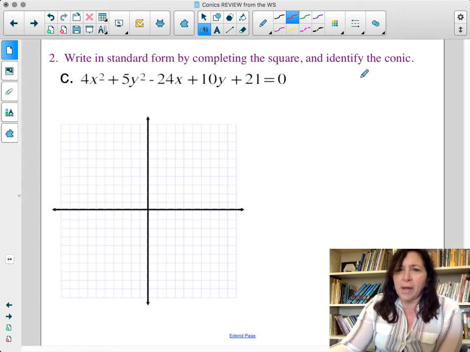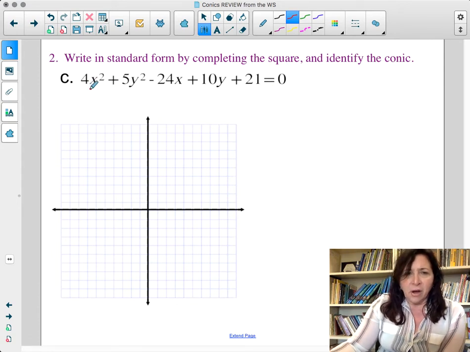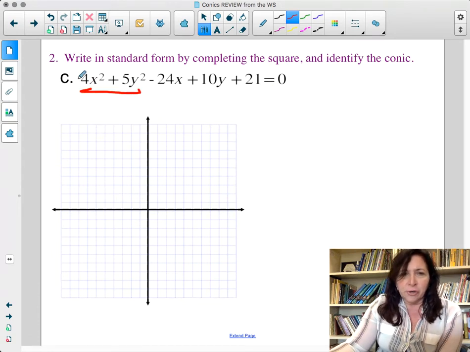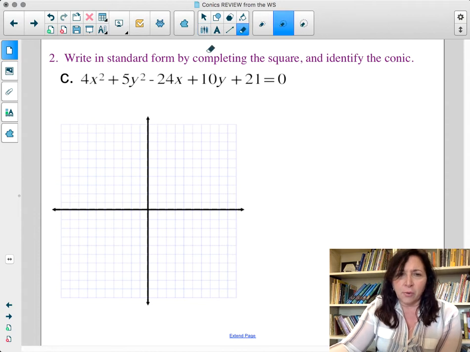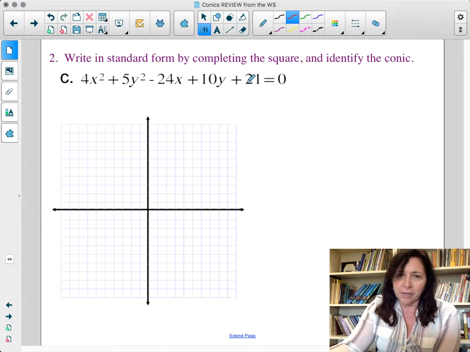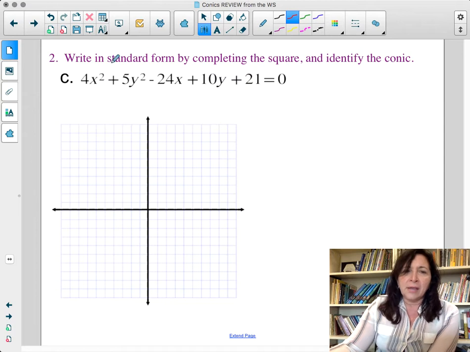Write in standard form by completing the square and identify the conic. You're looking at the first two terms. They're both positive and they're different. It's an ellipse. So now I'm going to complete the square and find the general equation, or excuse me, that is a general equation. I'm going to complete the square to find the standard form.